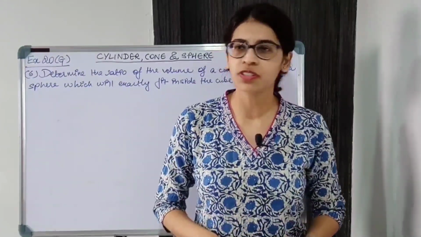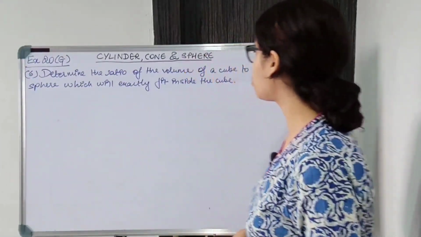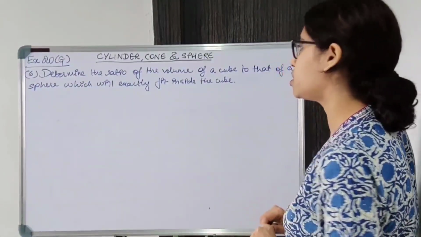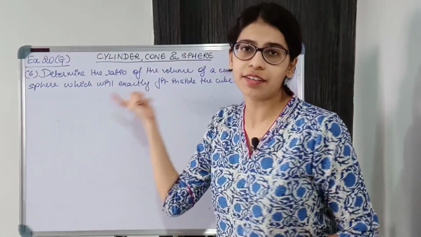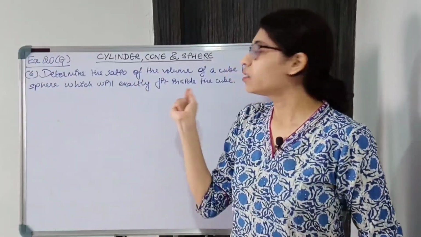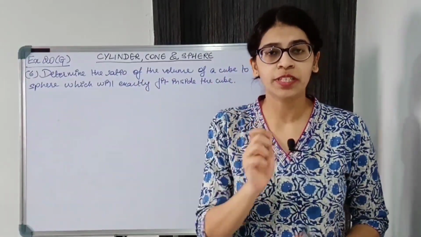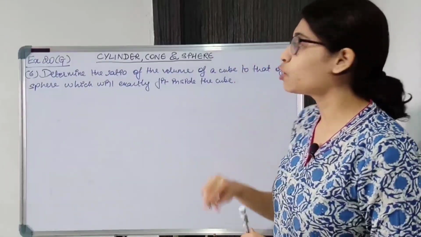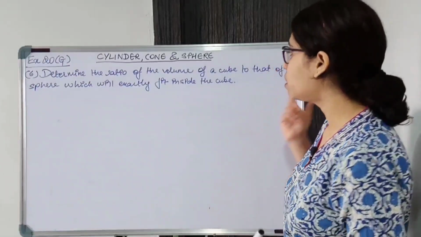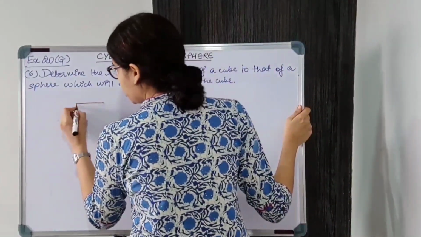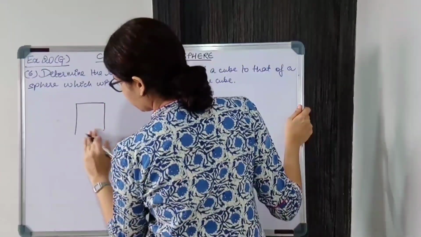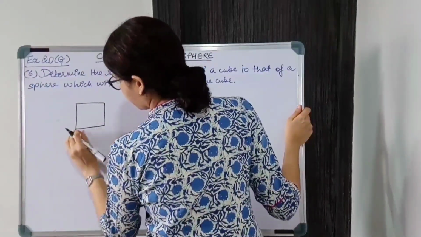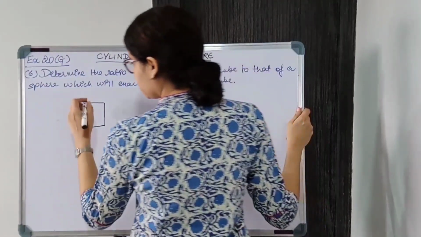Let's read the next question. Question number 6, determine the ratio of the volume of a cube to that of a sphere which will exactly fit inside the cube. Now this is a hint, okay? Sphere, okay, we are trying to fit it inside the cube, it is exactly fitting inside the cube. So we have to find the ratio of the volume of the cube to the sphere. So there is a cube, okay? All sides are equal.